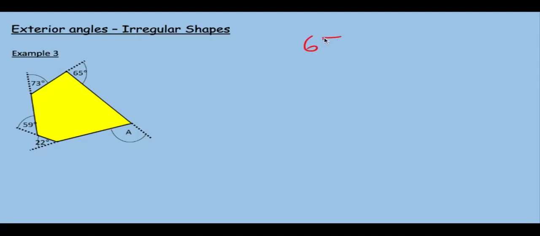So you've got 65, 73, 59, 22. I'm going to add those up. So 5 plus 3 is 8. Plus that 2 there is 10, and 9 is 19. So we've got 1 plus 6 is 7, and another 7 is 14. Plus that 5 there is 19. Plus that 2, we've got 21.